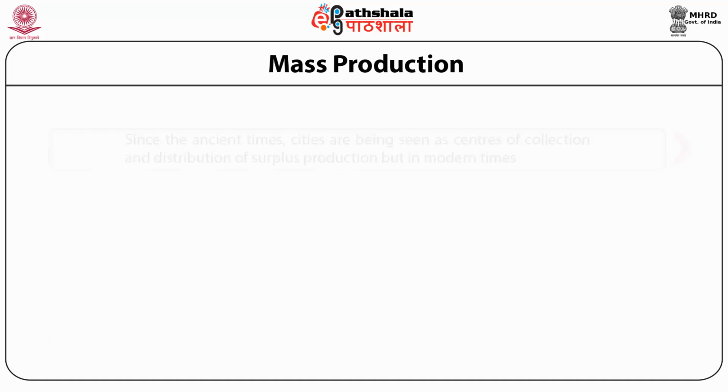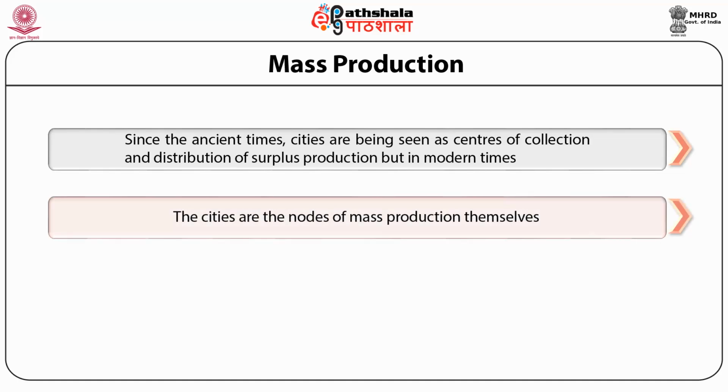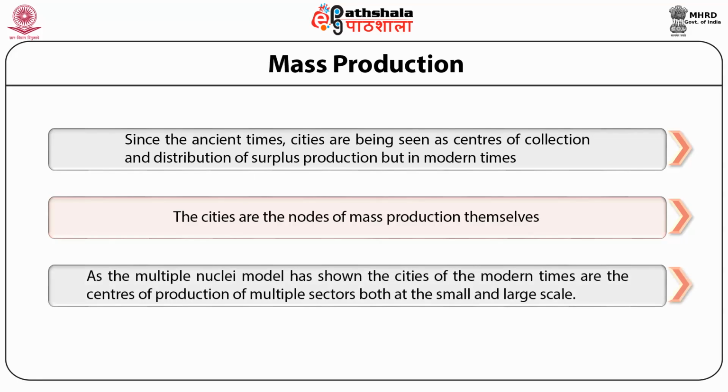Mass production. Since ancient times, cities have been seen as centers of collection and distribution of surplus production. But in modern times, the cities are the nodes of mass production themselves. As the multiple nuclei model has shown, the cities of modern times are the centers of production of multiple sectors, both at the small and large scale.